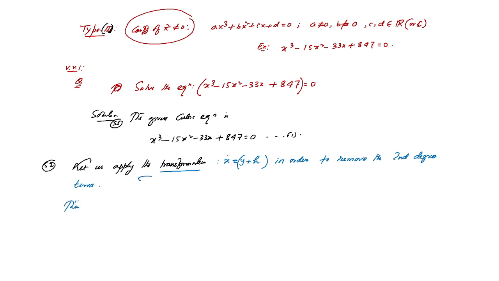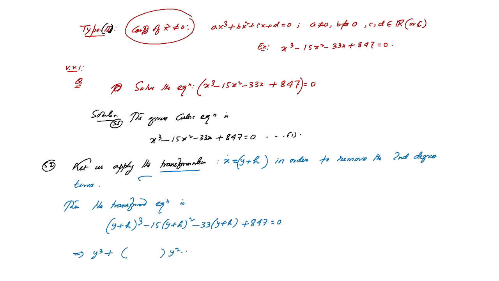So then what will be the transformed equation? The transformed equation is, you just put y plus h in position of x. So that will be (y plus h) whole cube minus 15 (y plus h) whole square minus 33 (y plus h) plus 847 equals 0. Now with simplification, what will we get? We will get y cube plus something into y square plus something into y plus some constant equals 0.